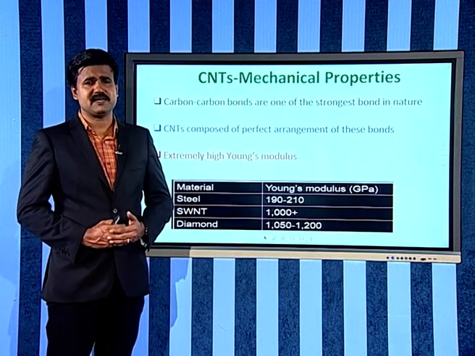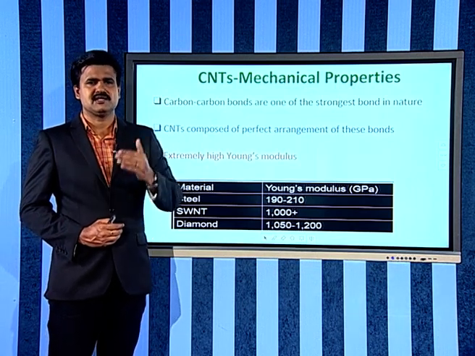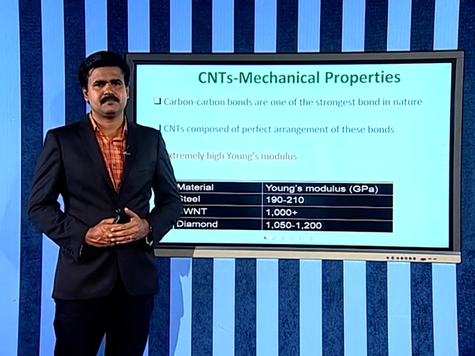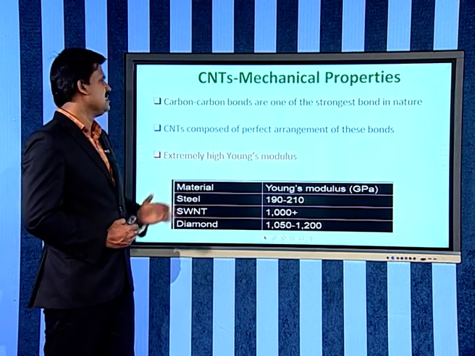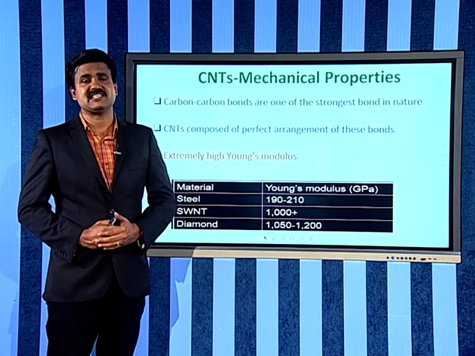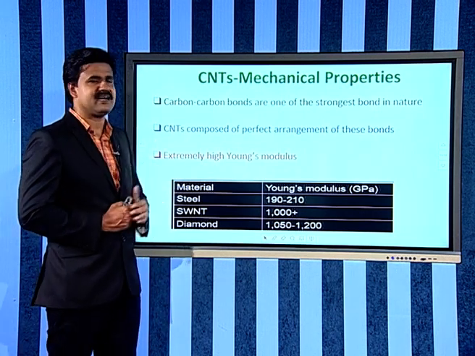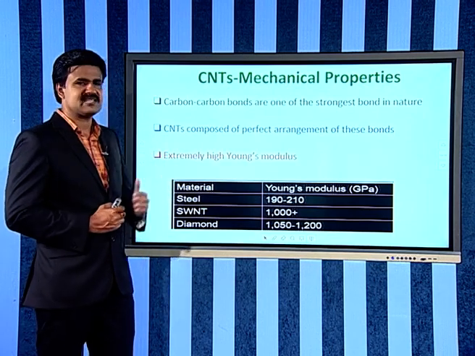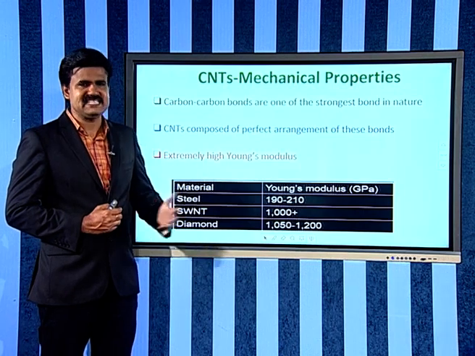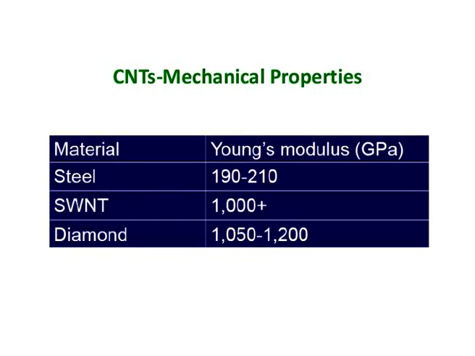Regarding mechanical properties of carbon nanotubes, some points should be kept in mind. Carbon-carbon bonds are one of the strongest bonds in nature, as we are aware. Carbon nanotubes are composed of a perfect arrangement of carbon-carbon bonds, and are associated with extremely high Young's modulus. Let us compare Young's modulus of some materials like steel and diamond with SWCNT. Steel has Young's modulus of 190 to 210 gigapascal. For diamond, it is between 1050 to 1200 gigapascal. But for single-walled carbon nanotube, it is 1000 plus gigapascal.